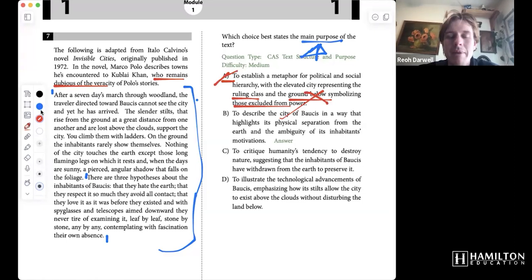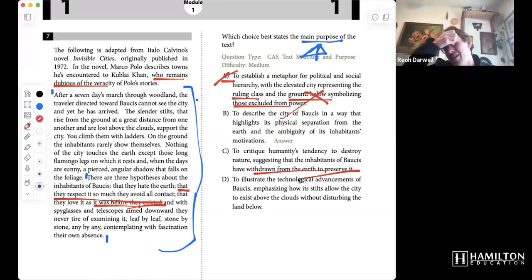All right. I'm going to skip the correct answer for now and go to C, which I think is another really compelling, interesting distractor that nonetheless doesn't have any support from the passage, or enough support. So this is talking about the main purpose we talked about, right? The main purpose here: critique humanity's tendency to destroy nature, suggesting that the inhabitants of Bacchus have withdrawn from the earth to preserve it. Okay, well, they respect it so much they avoid all contact. That could maybe suggest C. And that they love it as it was before they existed, right? I don't know, maybe, right? That's a way of withdrawing to preserve it.